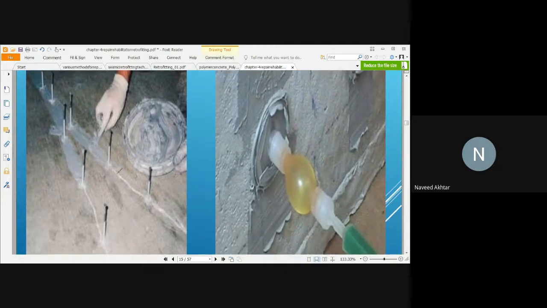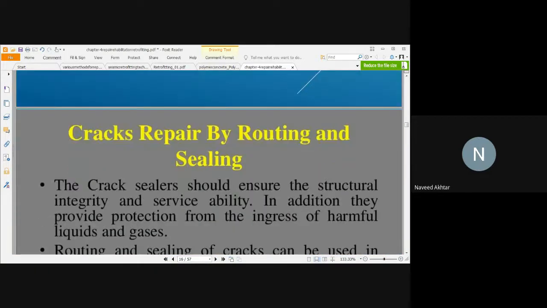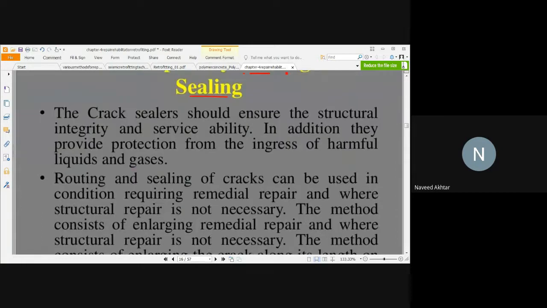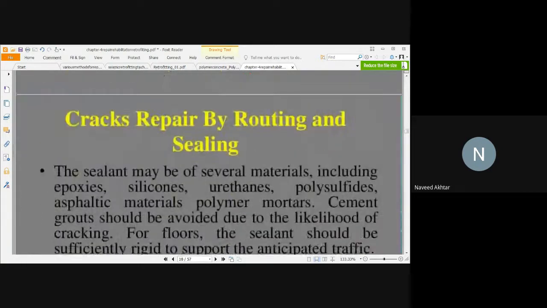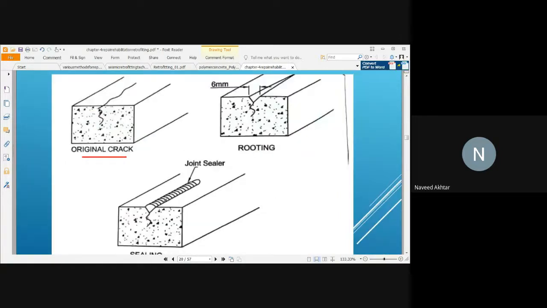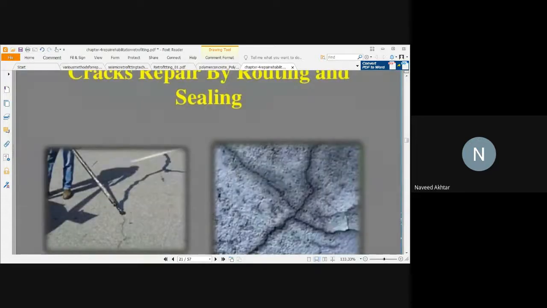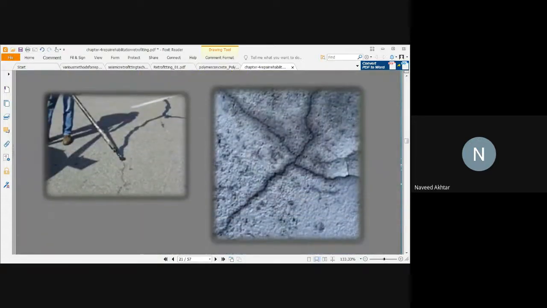Okay, the surface is sealed by another method. You can see the crack repair by routing and sealing. You can see that in the photograph. You can see the original crack, and then you can remove some part. Then you can apply the joint sealant on this. That is called routing and sealing. The cracks are filled by the epoxy or the filler material that can fill the voids or cracks.